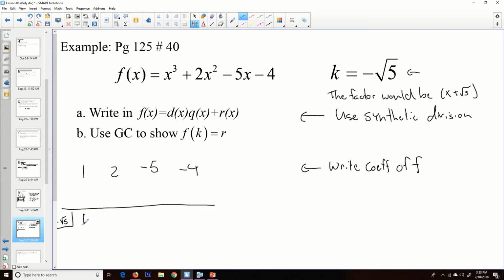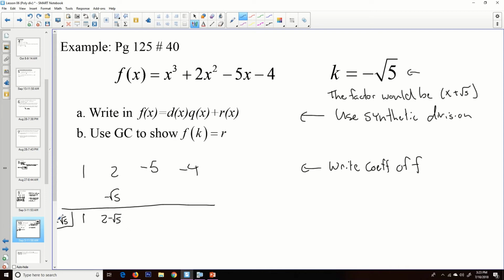So I bring down my 1. 1 times negative square root of 5 is negative square root of 5. Now here's the deal. 2 plus negative square root of 5 is 2 minus square root of 5. And then when I multiply negative square root of 5 to these two terms, I have to distribute.